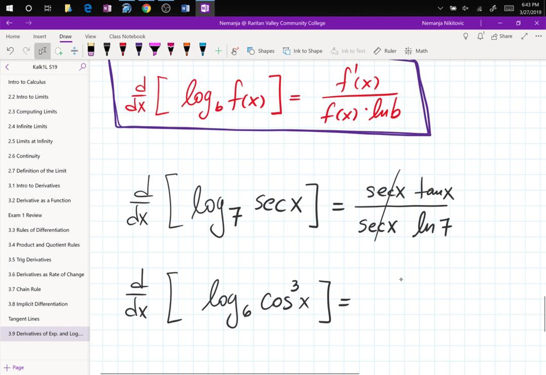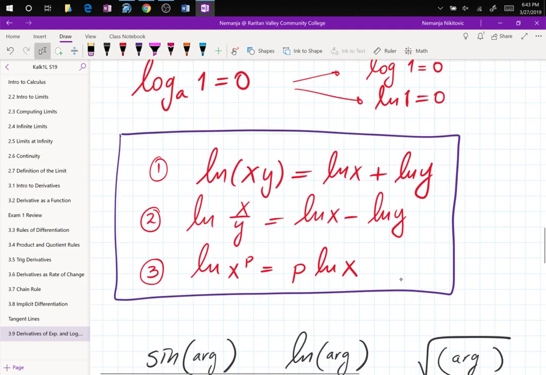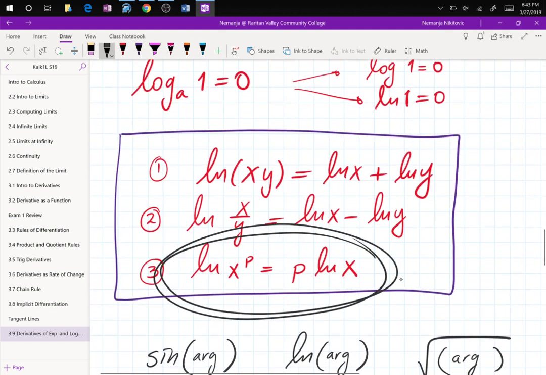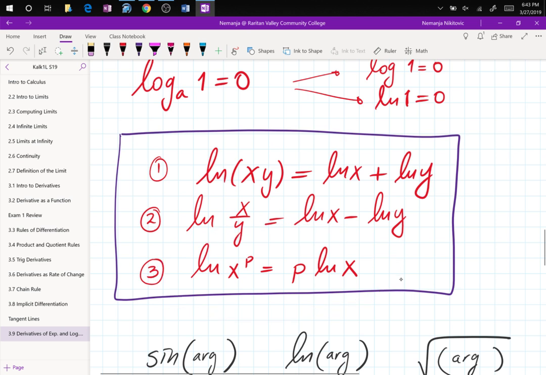So, how many of you made this very easy? By doing what? Moving the 3 to the outside. Yes, kicking the 3 in front of the log. That's this rule, right here. Kicking the 3 in front of the log is going to completely take out the chain rule that you have to do if you keep the 3 on a cosine, right?